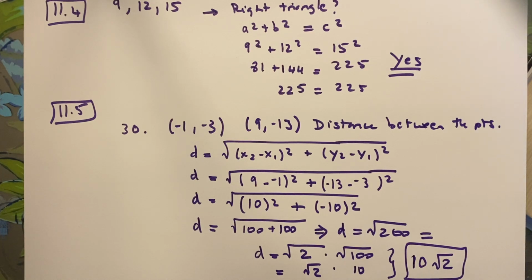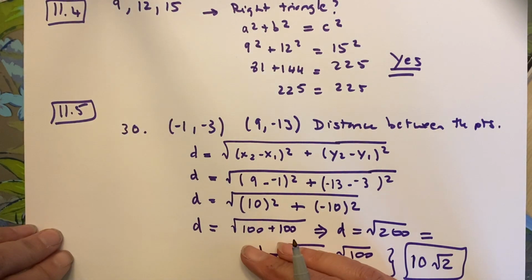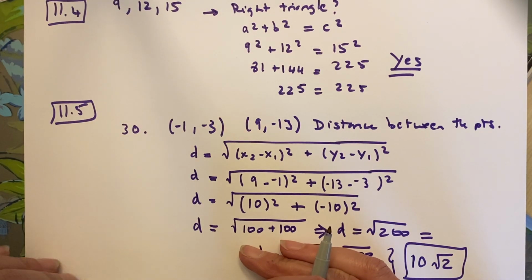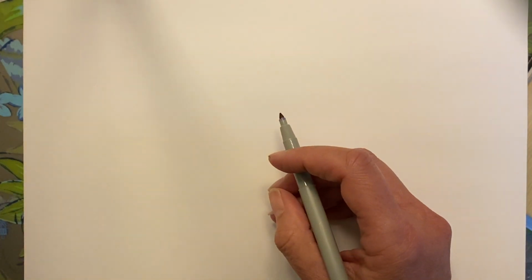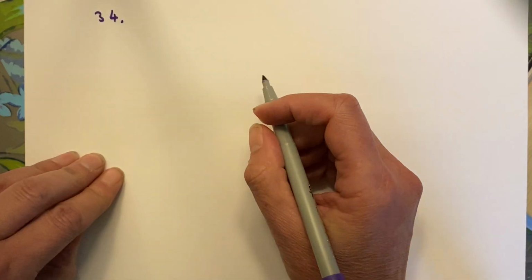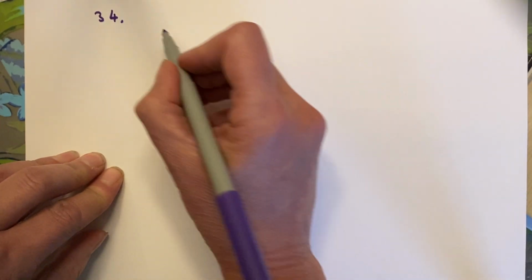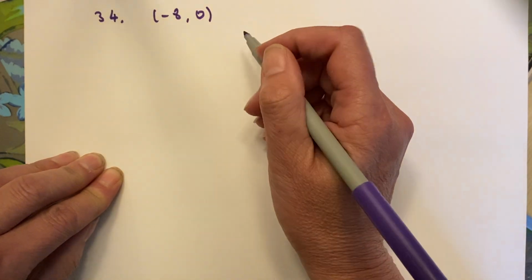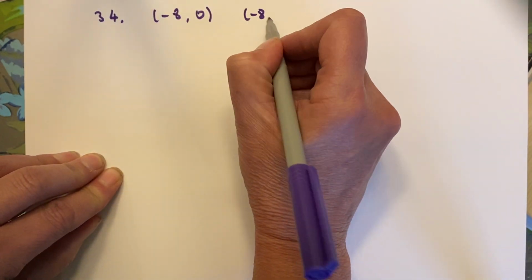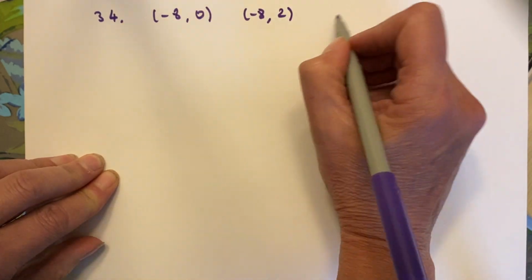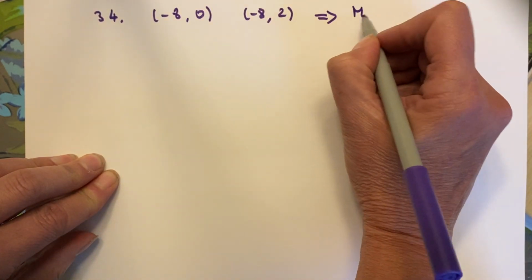And the second type of problem is using the midpoint formula. And there we're just trying to find the midpoint between 2 points. So just as I did with 30, I'm going to do number 34. The number 34 gives us 2 points, the point -8, 0, and the point -8, positive 2. And here we're asked to find the midpoint.